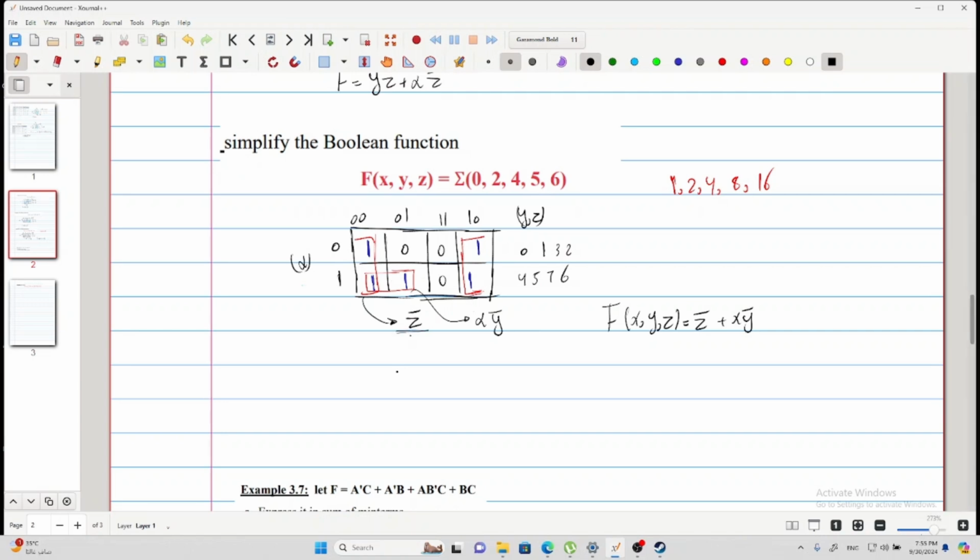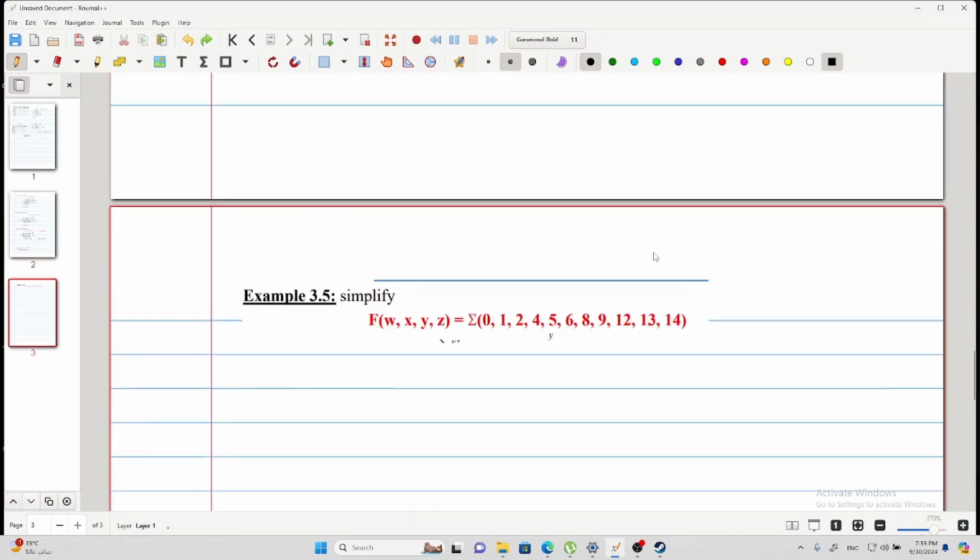So you can notice here that the bigger group of 4 yielded 1 literal, which is 1 variable, and a group of 2 yielded 2 literals. So it means that the bigger the group, the better it is. So a group of 8, in this case, for 3 variables, would actually yield just exactly 1, no variable at all. Yeah, that is the general rule. You need to have it as the biggest group you can have.